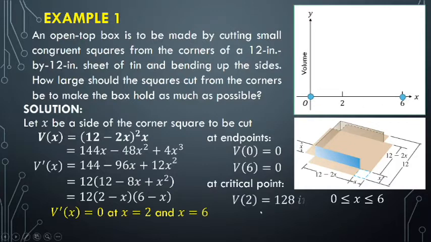And at the critical point, substituting x as 2, we have 128 cubic inches, since inches yung units. So this is the volume at x is equal to 2. Since it is a critical point, it is a maximum point. So then the question is, how large should the square cut from the corners? Therefore, x is 2 inches. So 2 inches lang yung dimension ng squares na ikakat mo para ma-maximize yung volume, and the maximum volume would be 128 cubic inches.